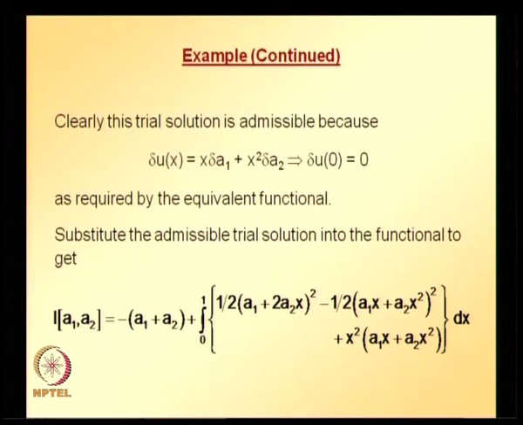So now we have the admissible trial solution and we have the equivalent functional I as a function of u, and now u we are taking as a1x plus a2x square. So you make the substitution of u into I, then the equivalent functional becomes a function of two unknown coefficients a1 and a2.